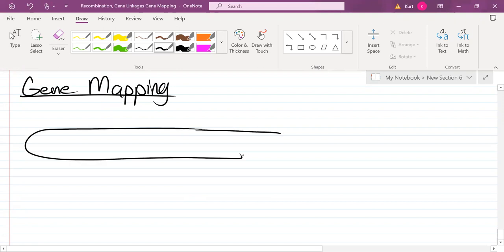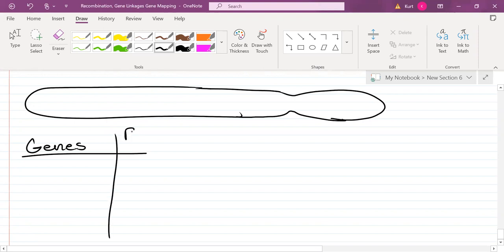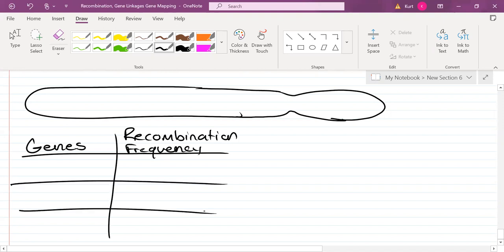This is what they look like. That's a chromosome, okay? And on this chromosome, we have three genes. And we're going to identify the recombination frequency of those genes. So I'm going to give you guys an easy one, then we'll give you one a little harder. Where what I'm going to ask you to do is, based on their frequency of recombination, identify where they're located. So we have VG, which is vestigial, and B, which is body color.